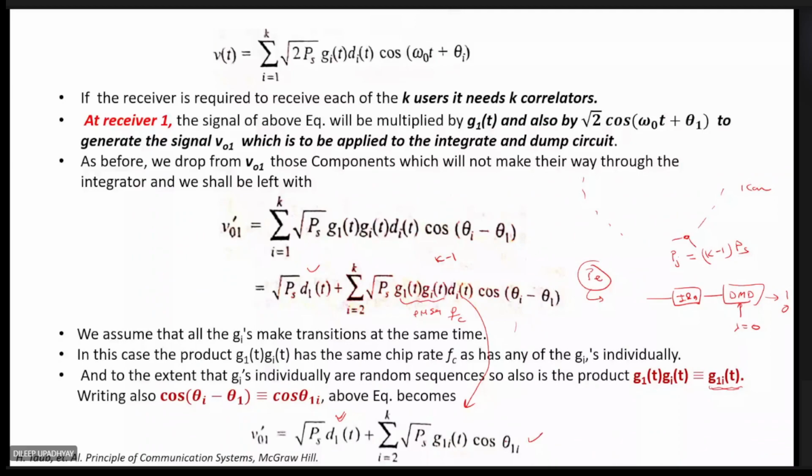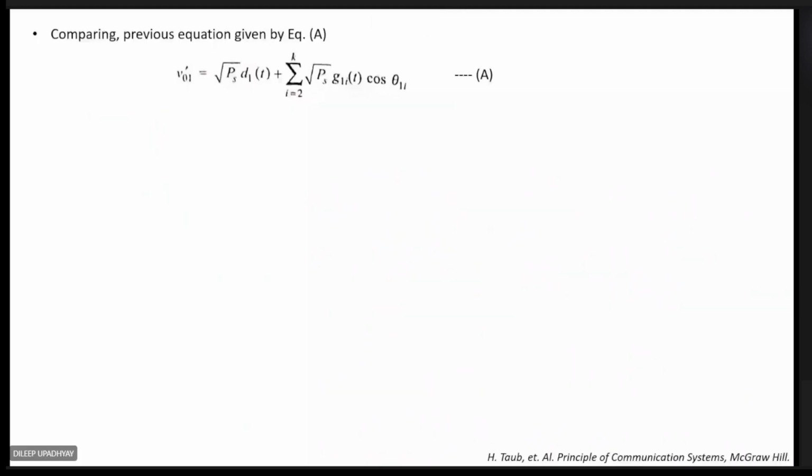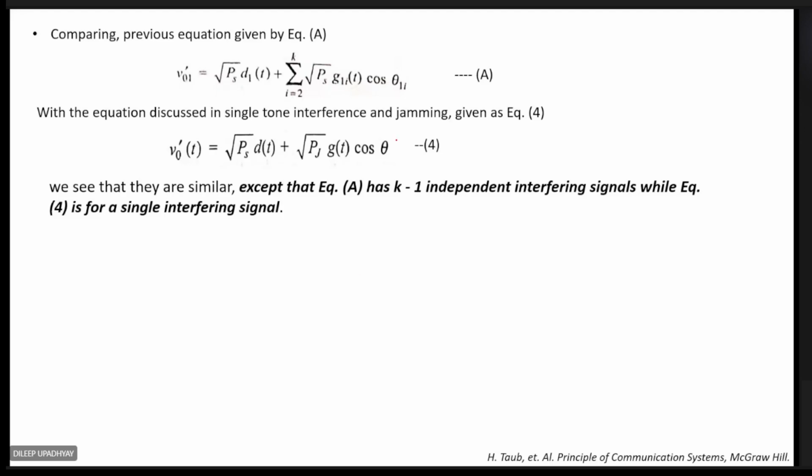Now if you look at these expressions, this expression matches very much the analysis we considered in the case of single tone interference and jamming. This expression is the same one we derived for interference and jamming, under root Pj g(t) cos theta. And this expression is also the same, that is under root Ps G1i(t) cos theta 1i. We only need to consider this Pj in these equations as k minus 1 times Ps, because this receiver receives the signals coming from the k minus 1 transmitters.